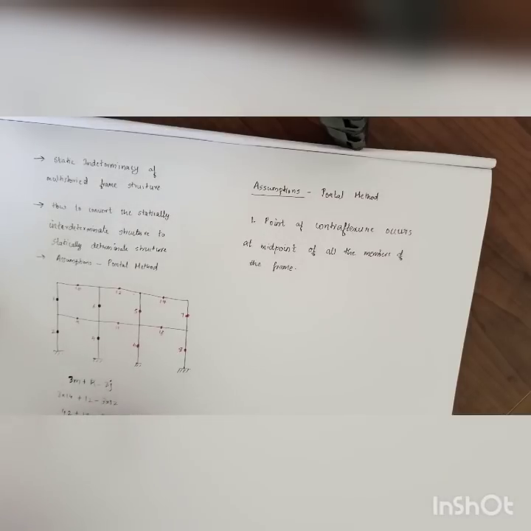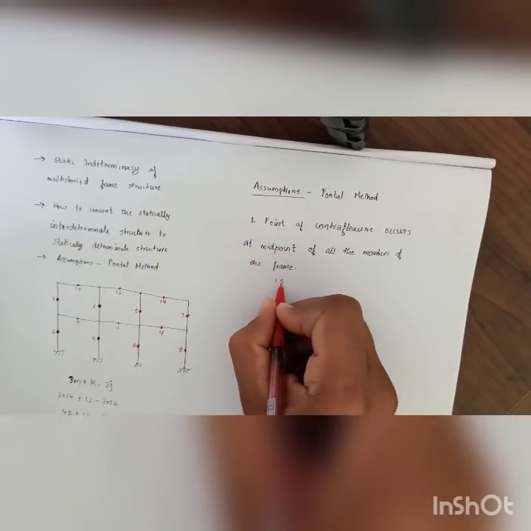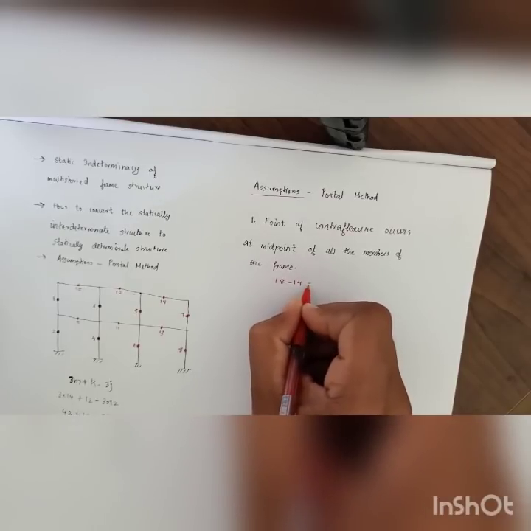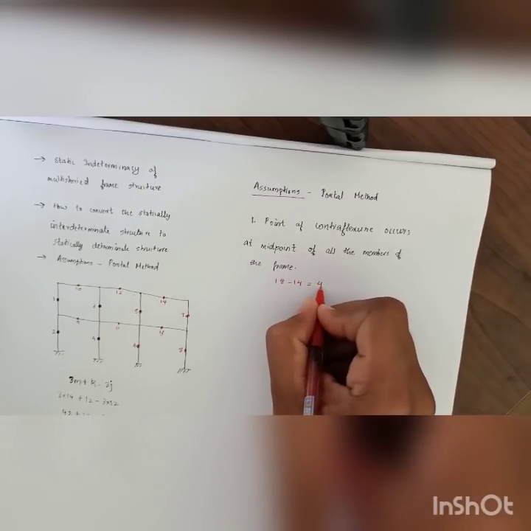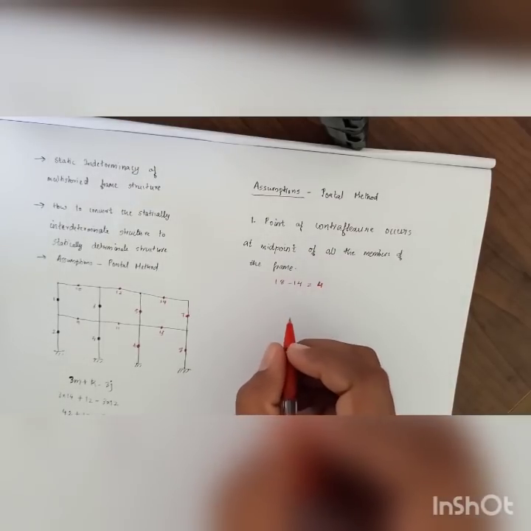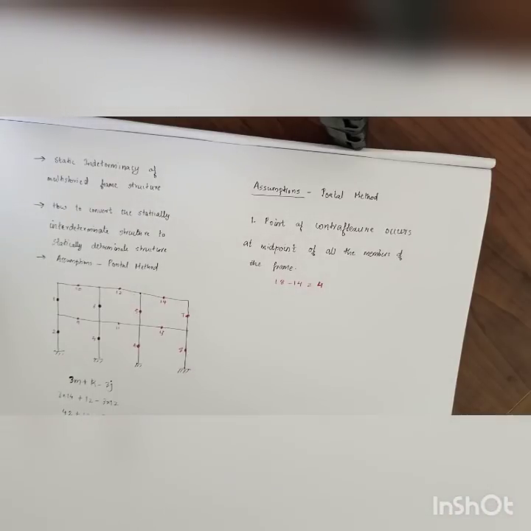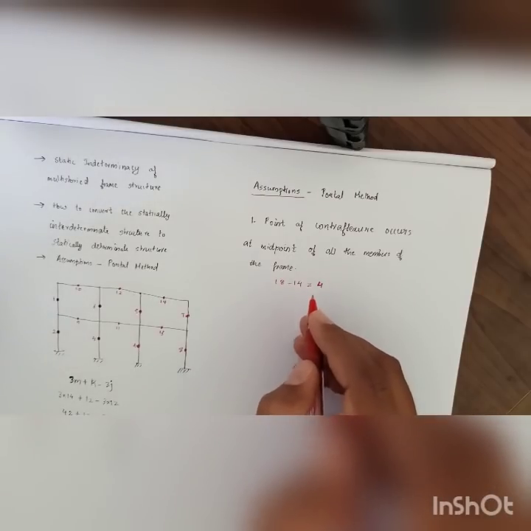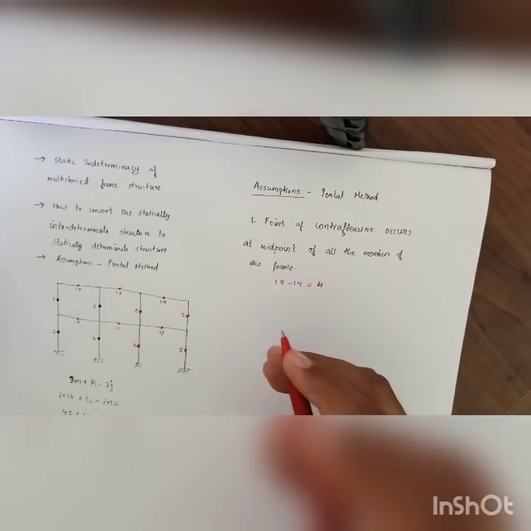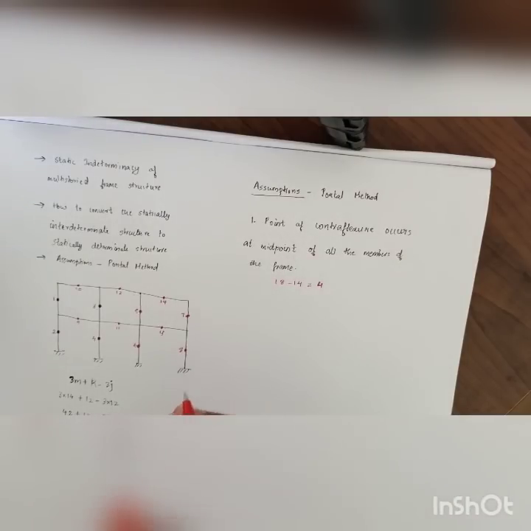So for this problem I have 18 as my indeterminacy, but with the assumptions I can have 14 extra equations. So what happens is that 18 minus 14 is equal to 4. Presently the indeterminacy of this structure is 4. Now I can use another assumption. So there comes the requirement of the second assumption, in order to have 4 more equations, so that the entire structure will become statically determinate.